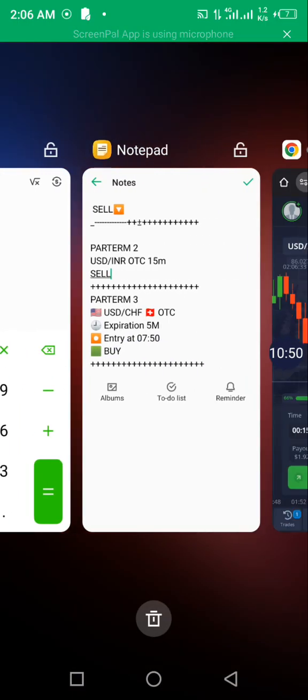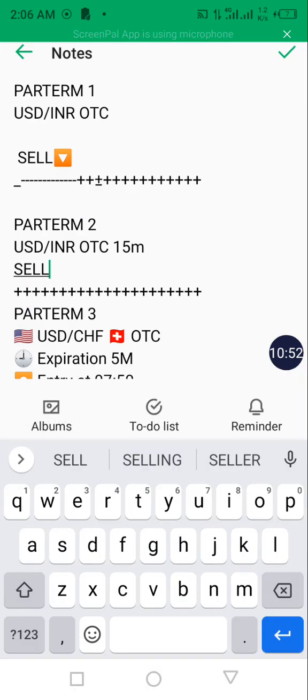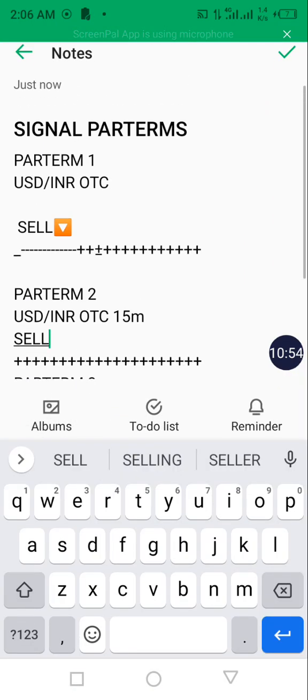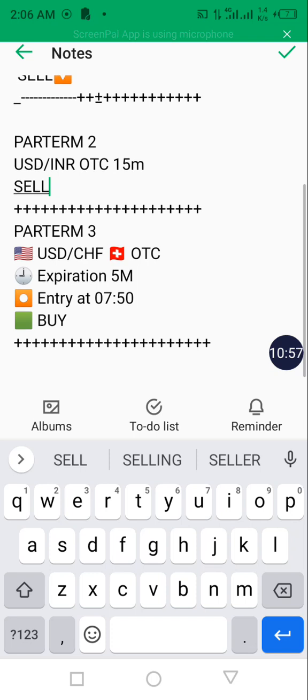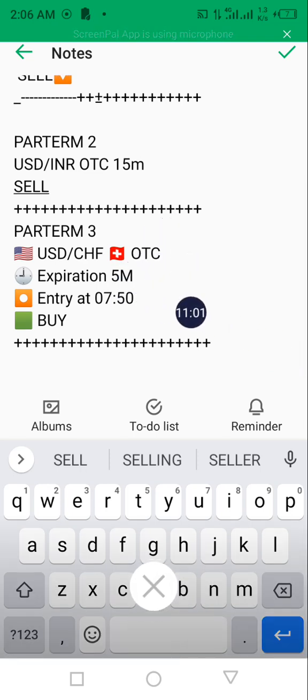So that is pattern 2. I've explained pattern 1, and pattern 2. The next one is pattern 3. So this one is pattern 3. You have a USD/CHF. That is the pair to select. Expiration is 5 minutes. That is the second line. Entry at 0750. That is the time to enter the trade. The direction of the trade is buy. That is the green button.